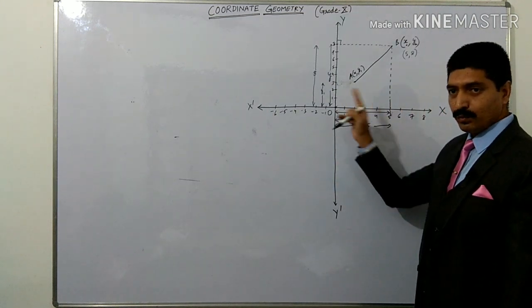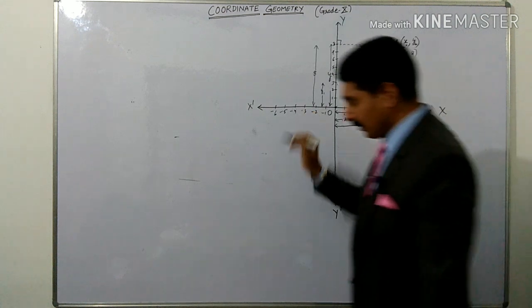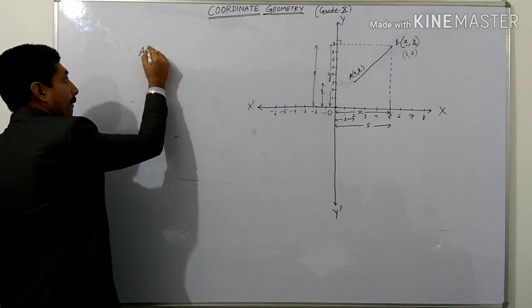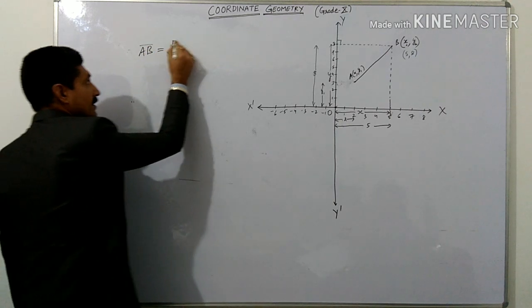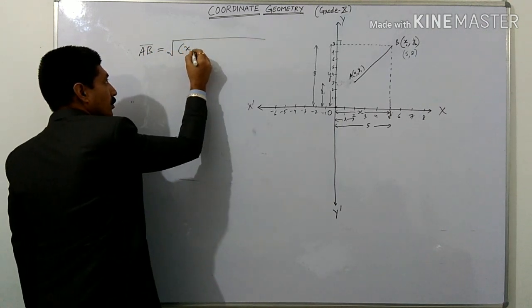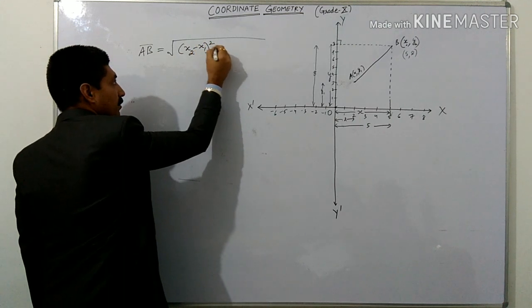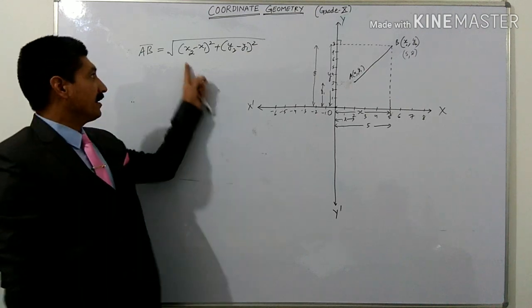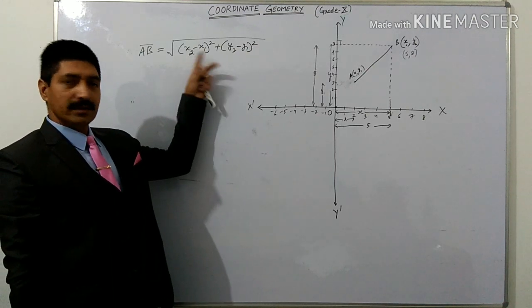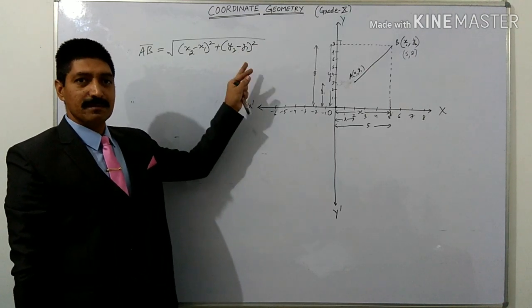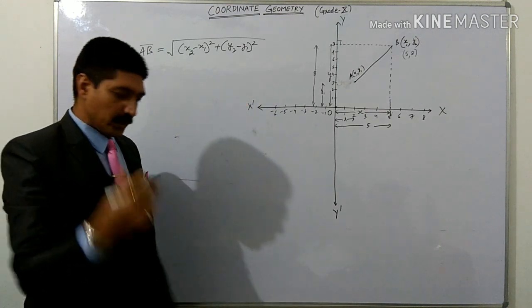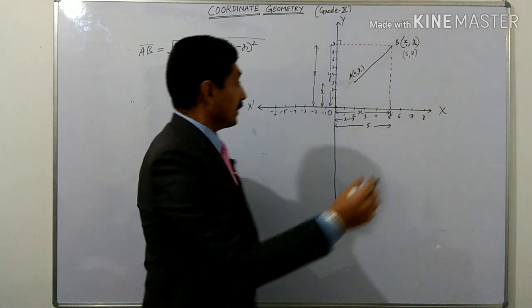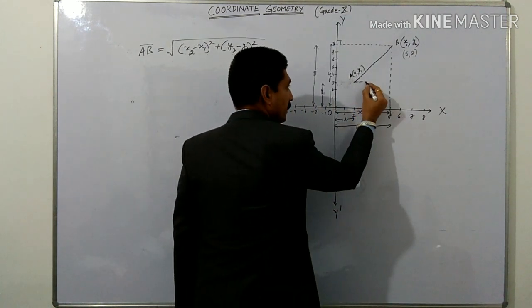x1, x2, y1, y2. Now we can substitute the values. We know the distance formula, that is square root of (x2 minus x1) whole square plus (y2 minus y1) whole square. It hardly matters, we can write x1 first also, the value will remain the same. If a number comes out negative, the square of a negative is always positive. So let's discuss, what is this distance?